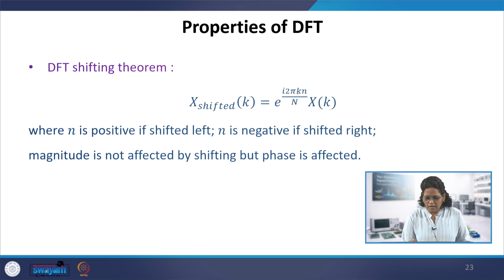Here k is the bin index. This is valid for all k values from 0 to N minus 1, but the n here is nothing but the shift, whether x of n plus 3 or n minus 3. Shifting the sequence will only affect the phase of the DFT, not the magnitude spectrum. Our magnitude will not be affected, and only the phase would be multiplied by this factor.